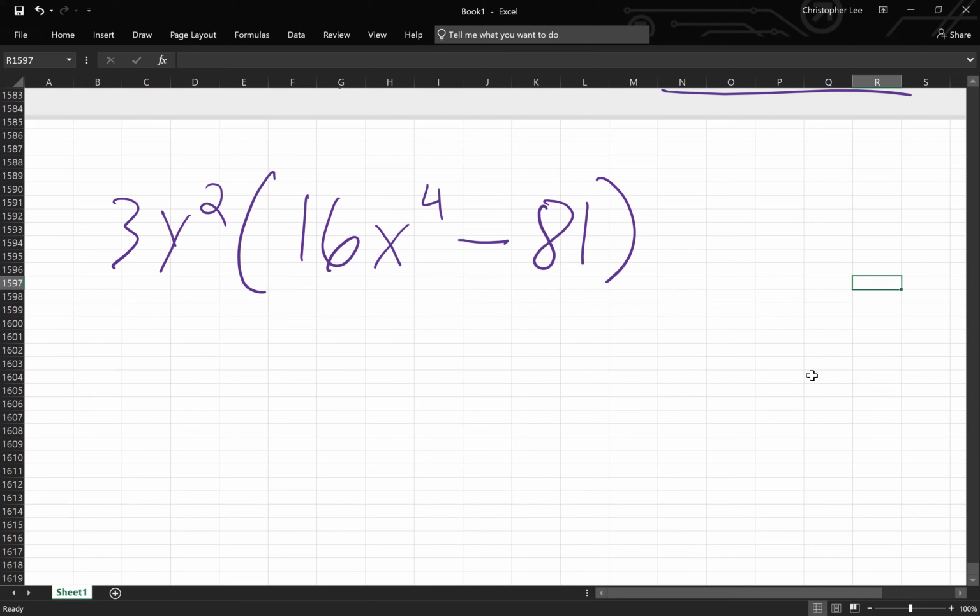Anyway, back to what we were doing before. We got the greatest common factor out, 3y squared. You already know. Help me out. What's this?